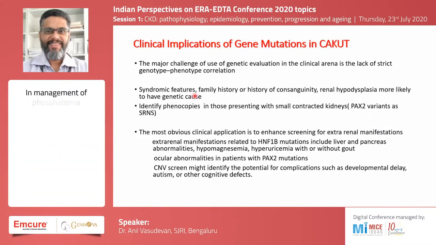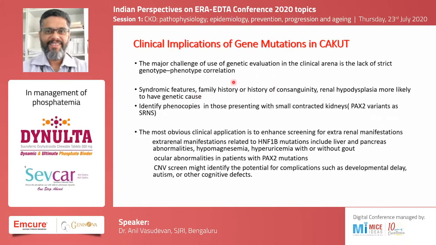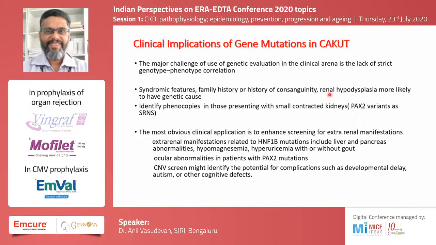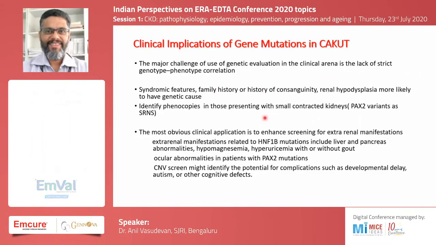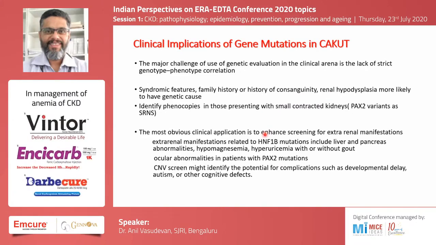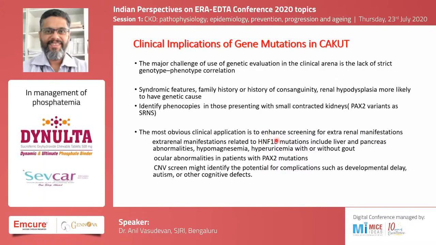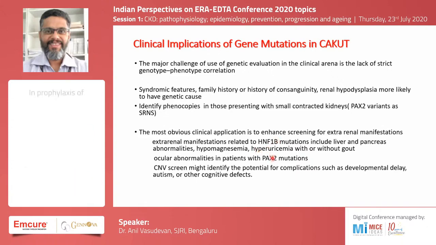It means that there are major challenges in the use of genetic testing because of lack of strict genotype-phenotype correlation. You should order genetic testing in a child with CAKUT if they have syndromic features, or a family history, or history of consanguinity, and if they have a severe renal hypodysplasia. And the most obvious clinical implication of using genetic testing is that it allows us to do something called reverse phenotyping, wherein suppose you find a child with an HNF1 beta mutation, you could look for uric acid level, magnesium level, you could look for abnormalities in the liver or pancreas. Similarly with PAX2, you could go back and look into the eyes to find whether the child has coloboma or not.